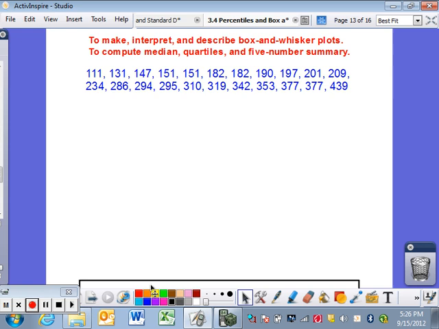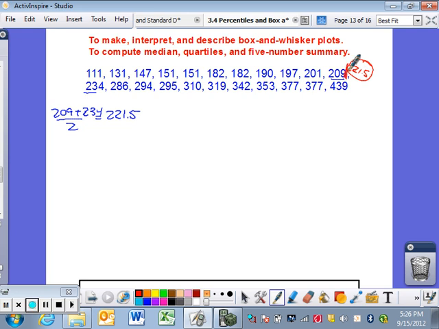So you have to find the median, and I believe there are 22 numbers. So your median actually falls exactly between 209 and 234. To find the median in between two numbers, you have to find the average of the two. So the 209 plus the 234 over 2. And that's going to give you 221.5, which falls between the two.